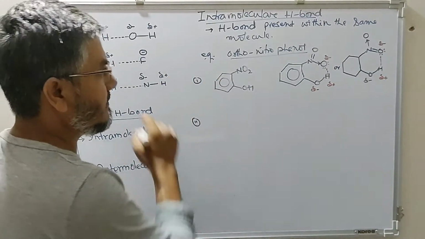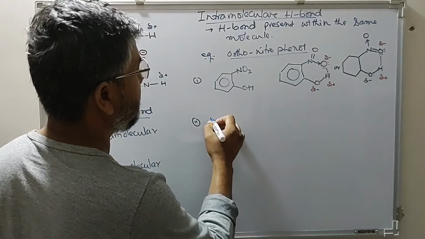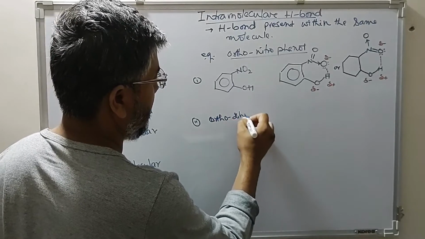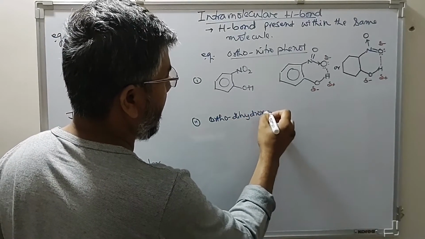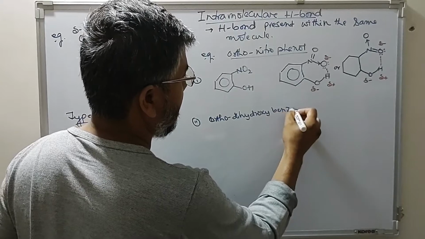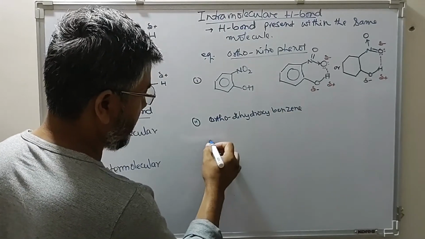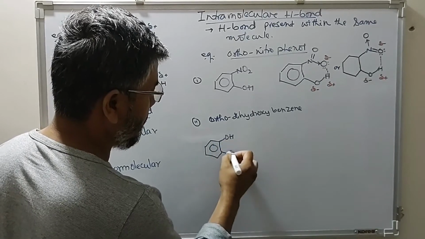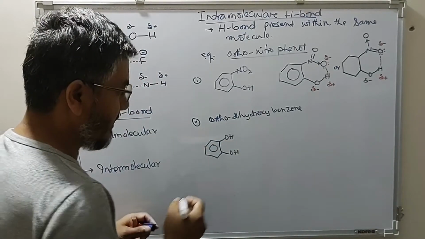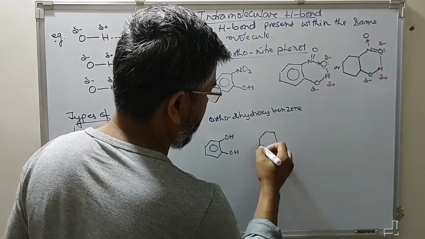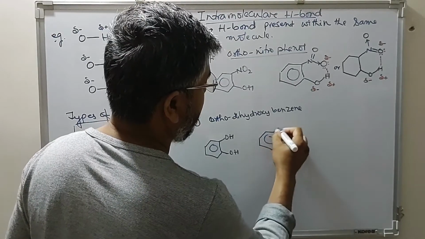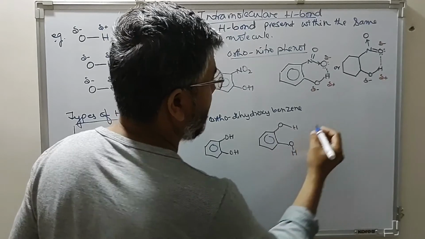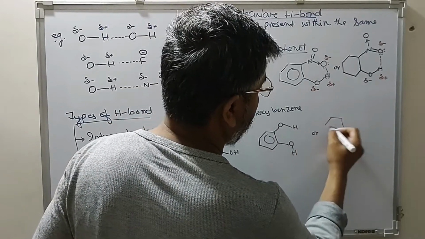We can also have ortho dihydroxy benzene. Again, look at this, we have two OH groups present in the ortho position. So we can have this, or both are possible.